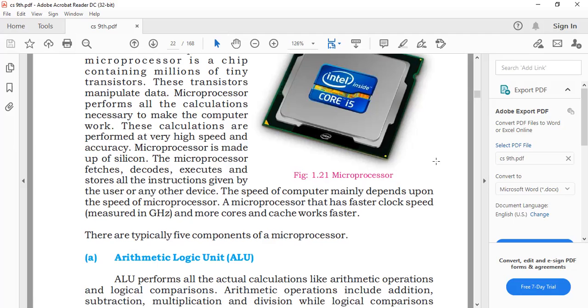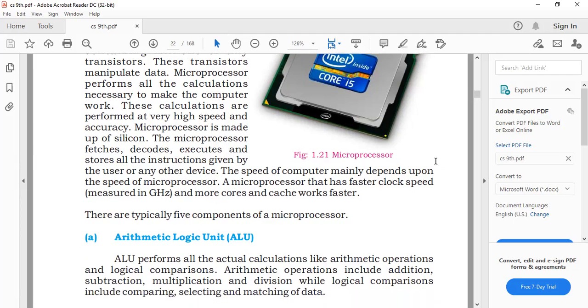The microprocessor is made up of silicon. The microprocessor fetches, decodes, executes and stores all the instructions which are given by the user. If there is any kind of information to decode, or any commands to give or store, it carries out all the instructions. If the user is giving them, or they come from any other device, it can fetch and decode them and execute the command you want.